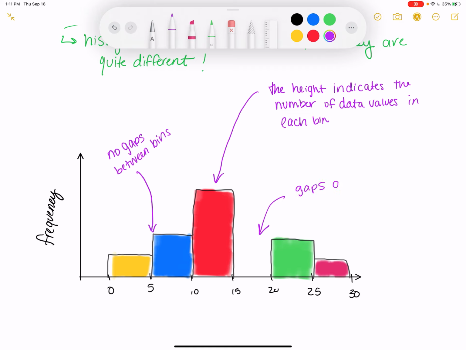Gaps are important. Don't eliminate them. When a bin is empty. Yes.